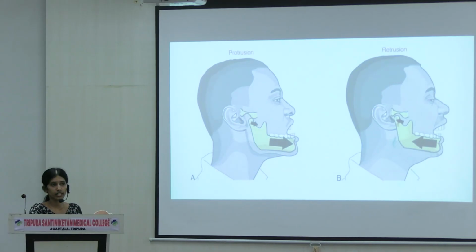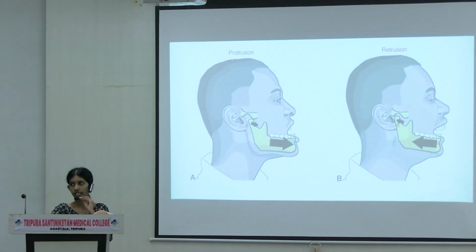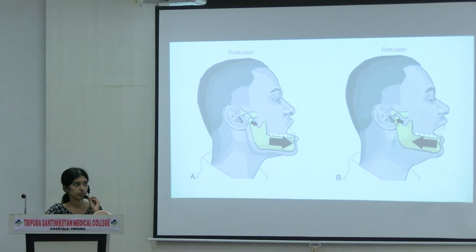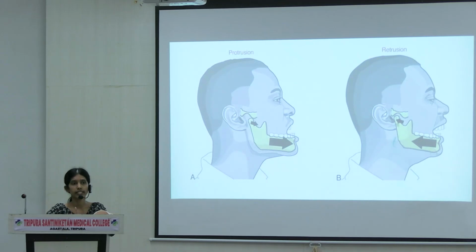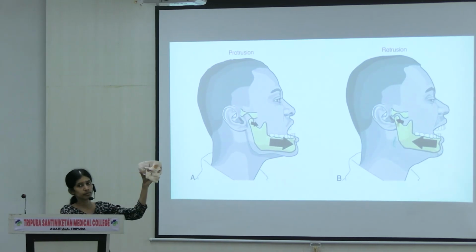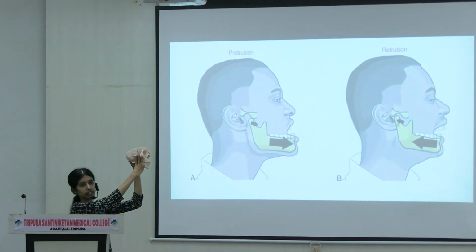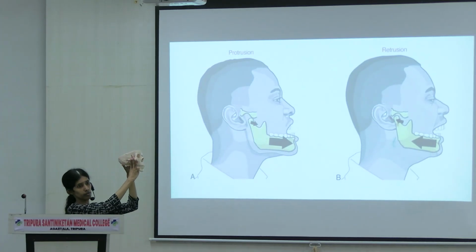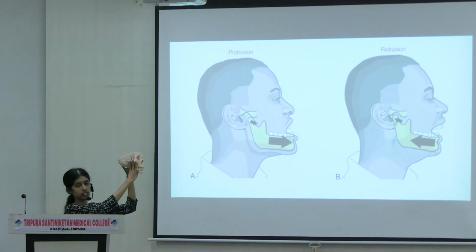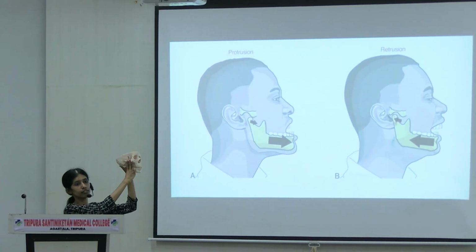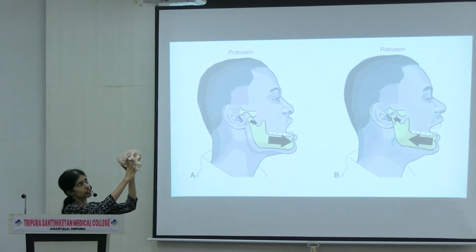Next is the masseter muscle. So, how do we divide the masseter muscle? How many layers or parts are there? Three parts. What are those? Superficial, intermediate or middle part, and deep part. Okay. So, where is your masseter muscle present here? In this region, like this.